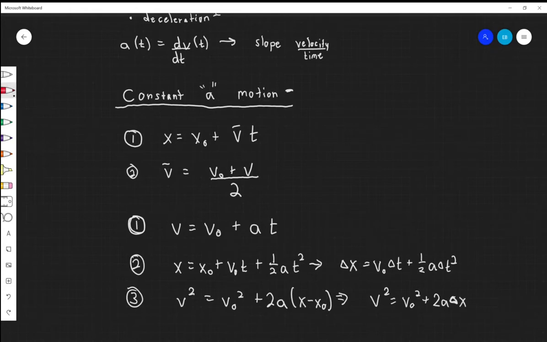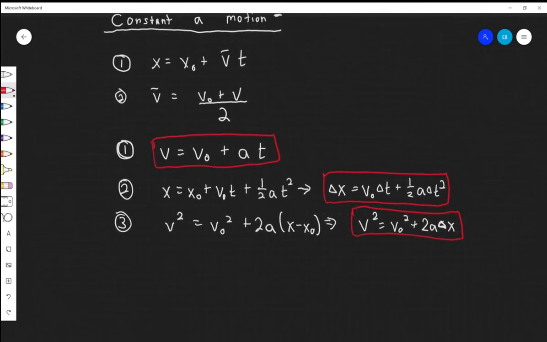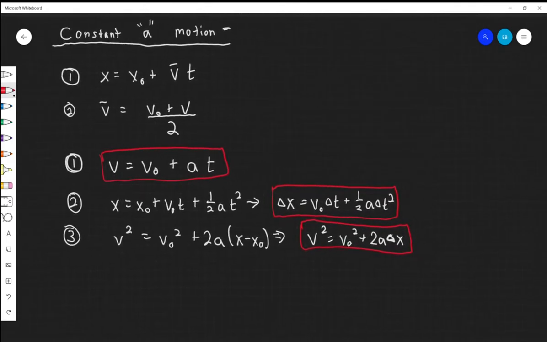Okay, so these equations I'm going to circle in red. If you make note cards, this is a great thing to make note cards of. These are the 3 kinematic equations. Memorize these. Okay. So these all apply to motion with constant acceleration.